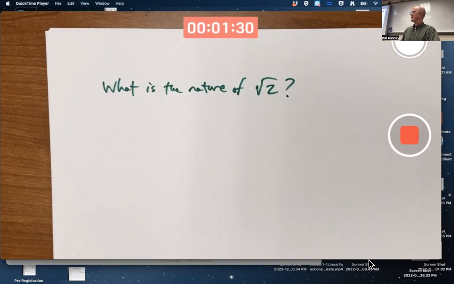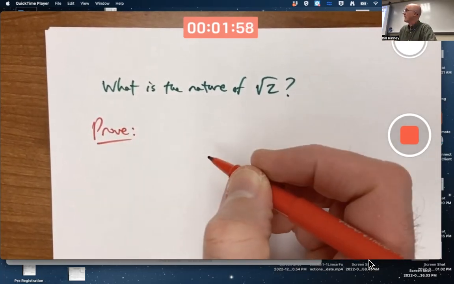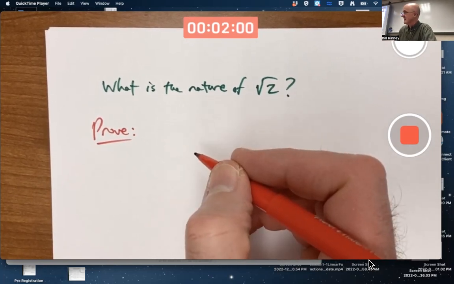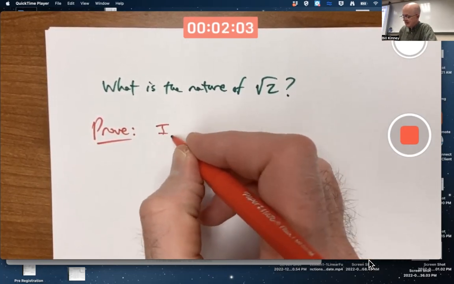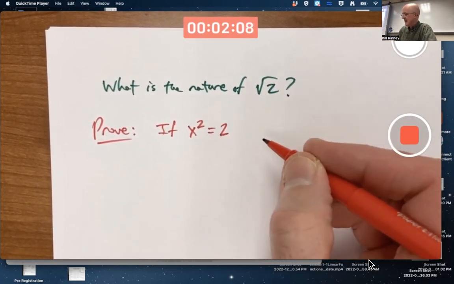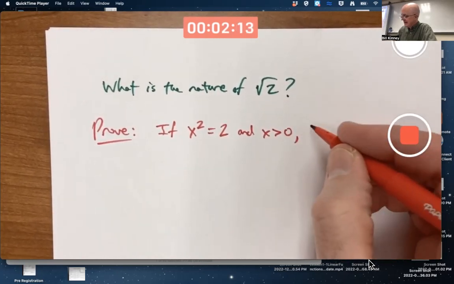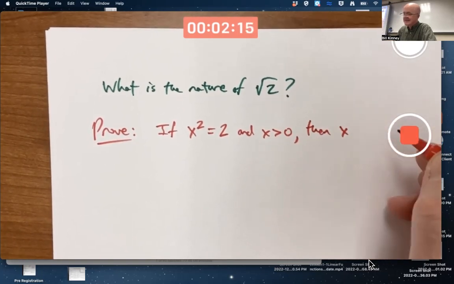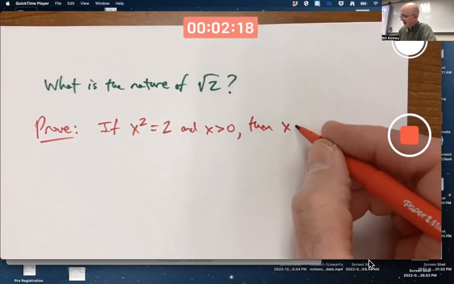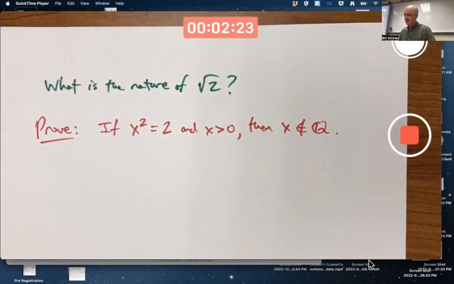But how do you know it's irrational? To prove it, you assume the opposite. We want to prove that the square root of 2 is irrational. In other words, I could write that as an if-then statement. If x squared equals 2, and to keep it simple, x is positive, then x is irrational, meaning it's not rational. It's not an element of Q, the set of rational numbers.